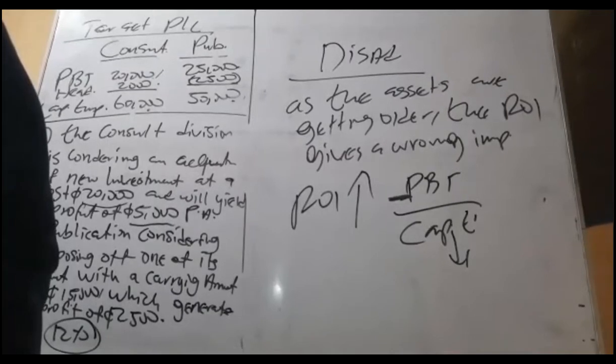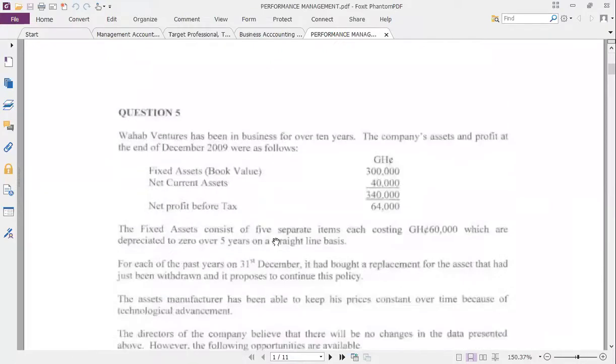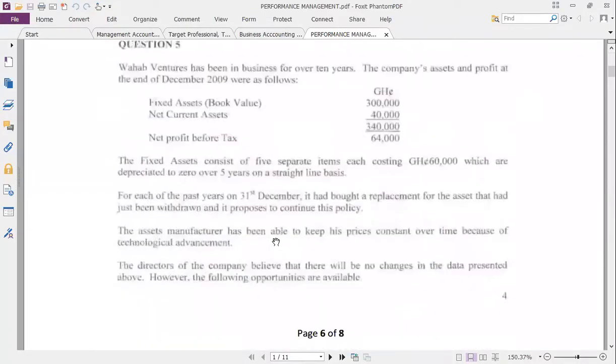Okay, so now let's look at this set of questions. The initial section wasn't coming clear, but what can you do? We start from here. Question 5. Wahab Ventures has been in business for over 10 years. The company's assets and profits at the end of December 2009 were as follows. Fixed asset book value 300,000. Net current assets. Net current assets means working capital. So you add it, you get 340.